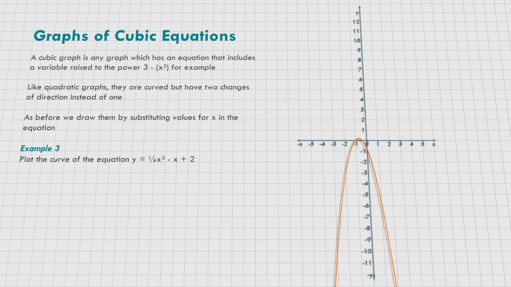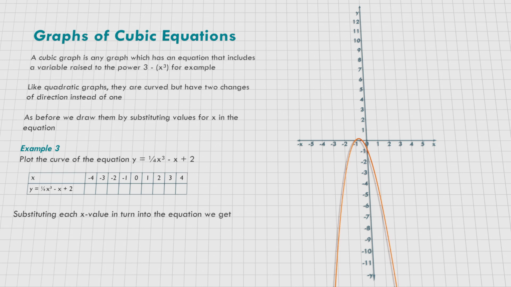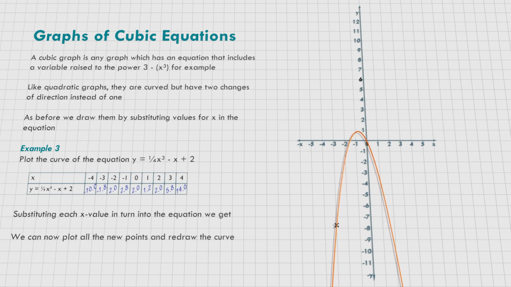Plot the curve of the equation y equals 0.25x cubed minus x plus 2. Substituting each x value in turn into the equation, we get the following values. We can now plot all the new points and redraw the curve.